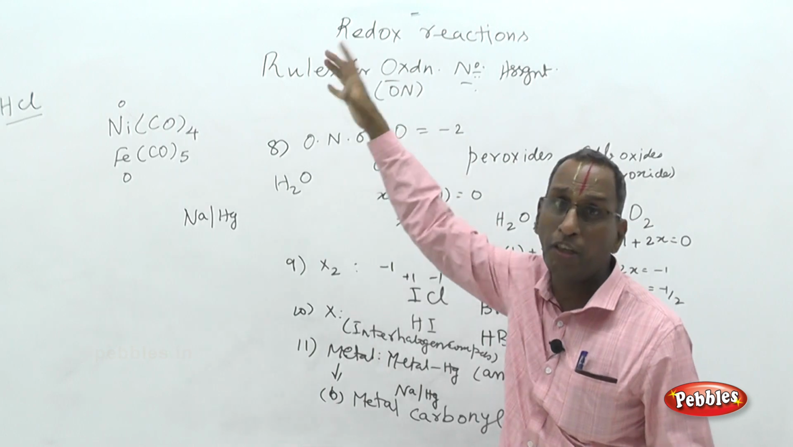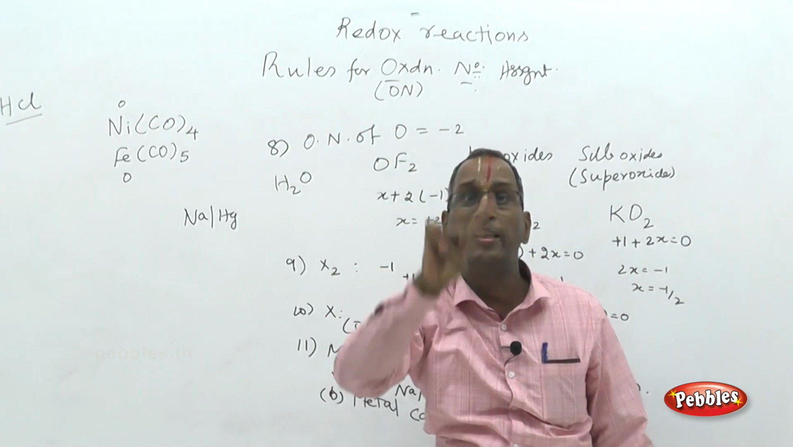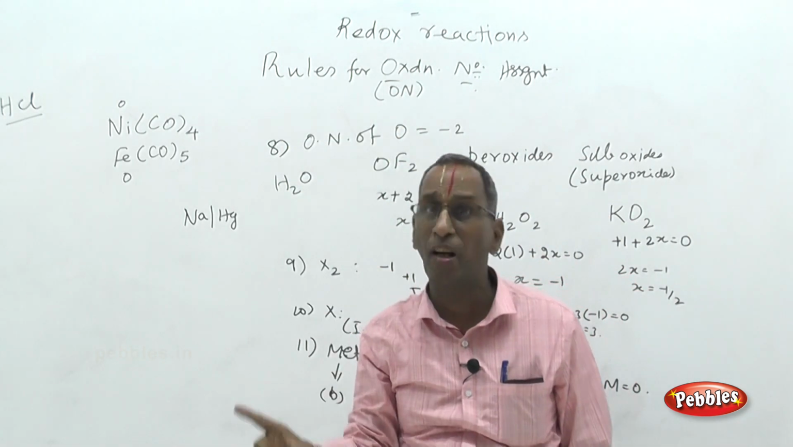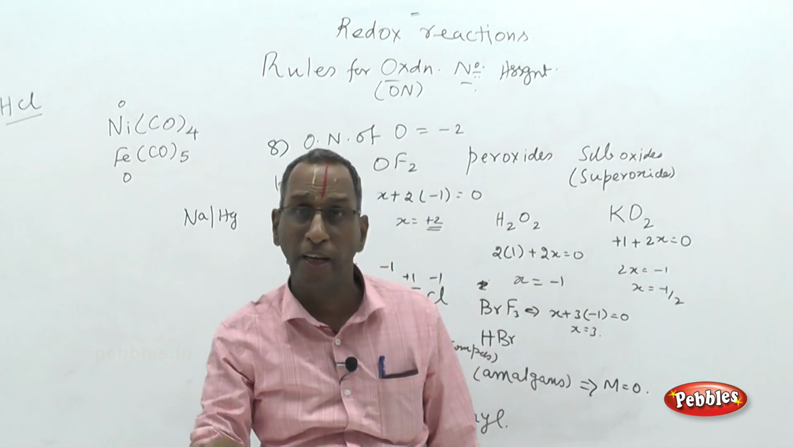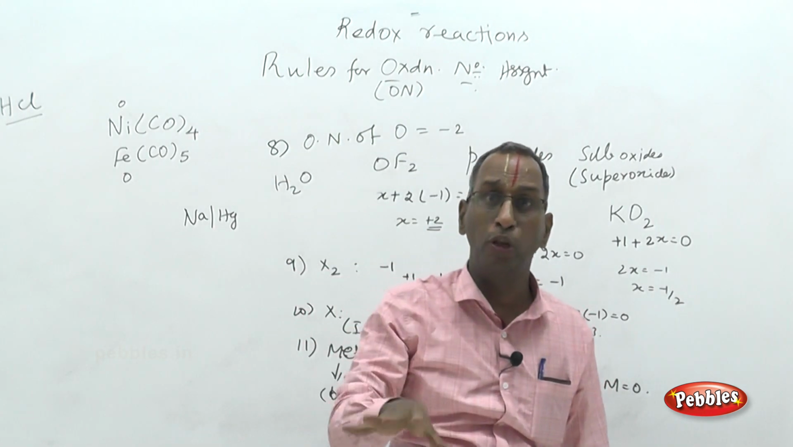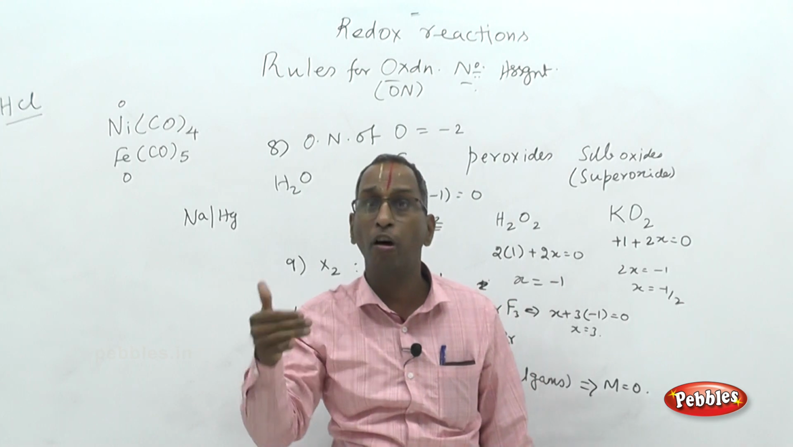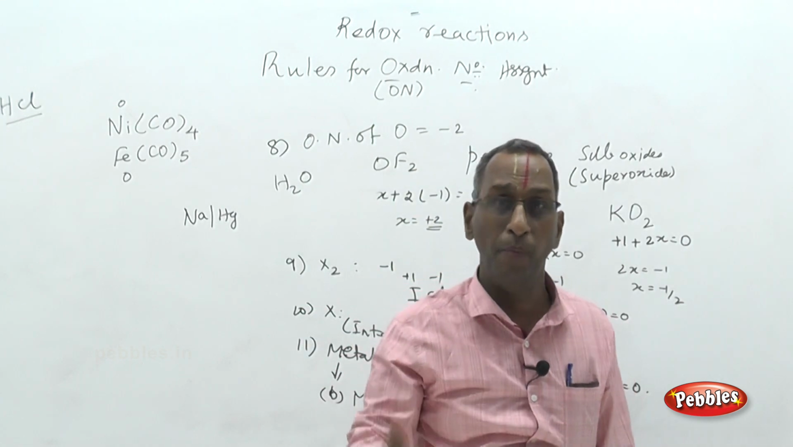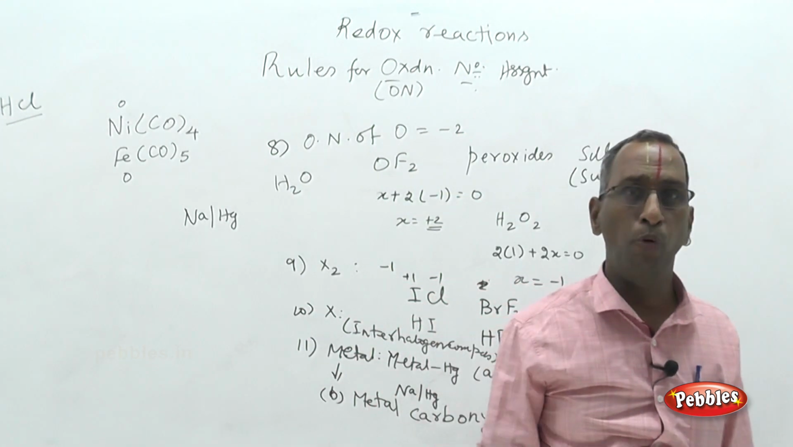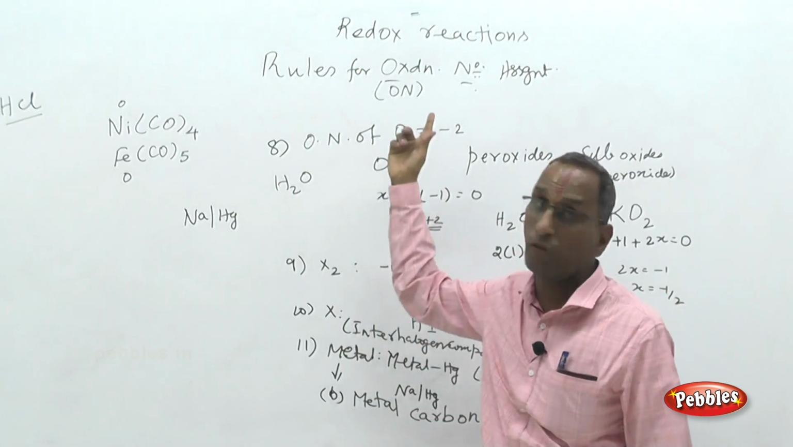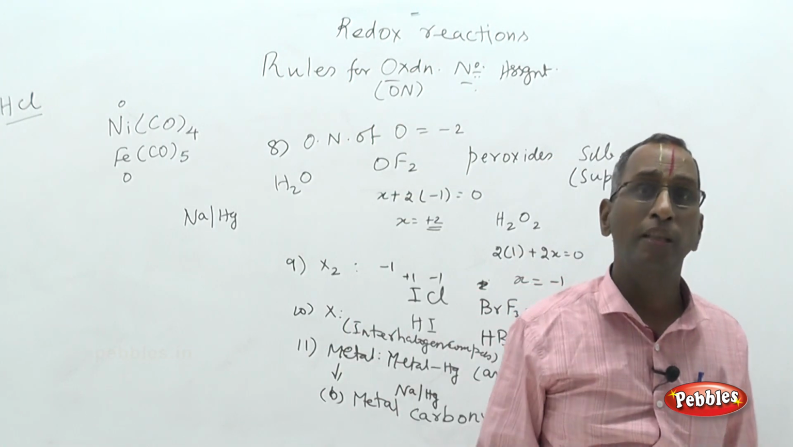The title is redox reaction. Redox reaction is centered around oxidation number calculations. That is why separate time is devoted to the identification and calculation of the oxidation number of elements in different compounds. Lastly, we will see some more types of redox reactions.